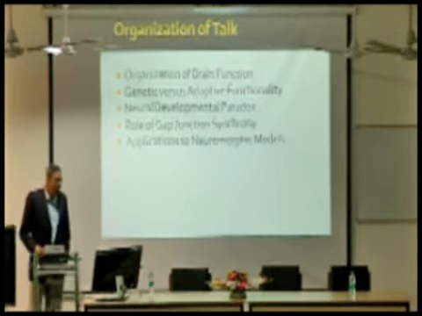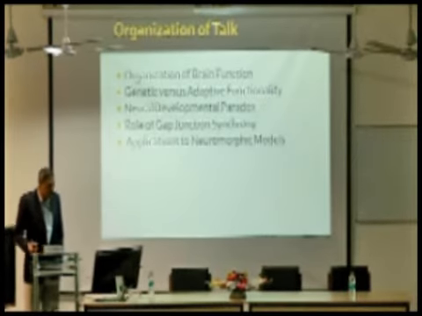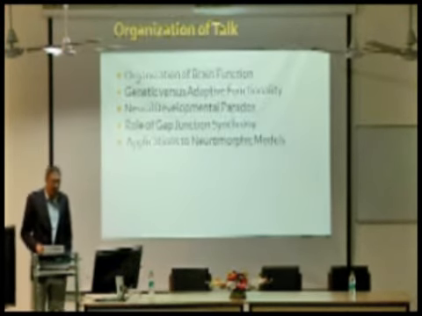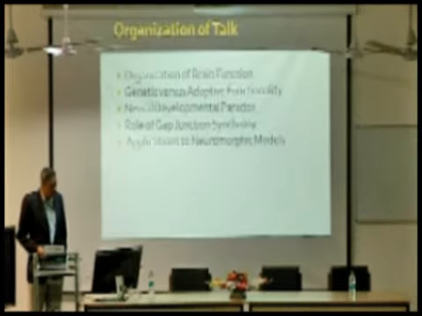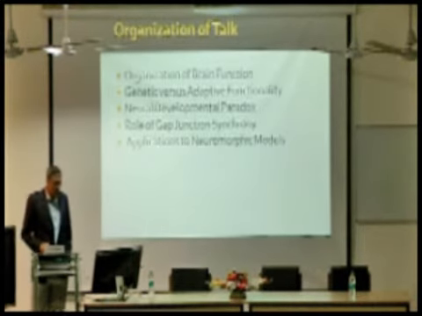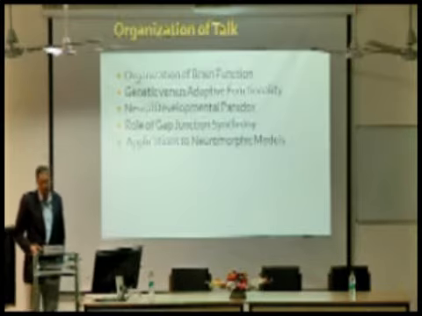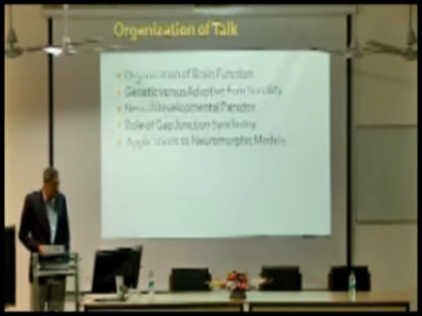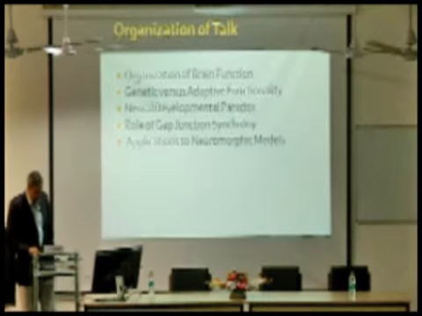My talk would essentially be organized in the following points. Basically, I'll talk about the organization of brain function, genetic versus adaptive functionality, then the neural development paradox, which we'll try to solve by means of the role of gap junction synchrony, and then I'll talk about some of my work in designing integrated circuits based on these brain function neurons.